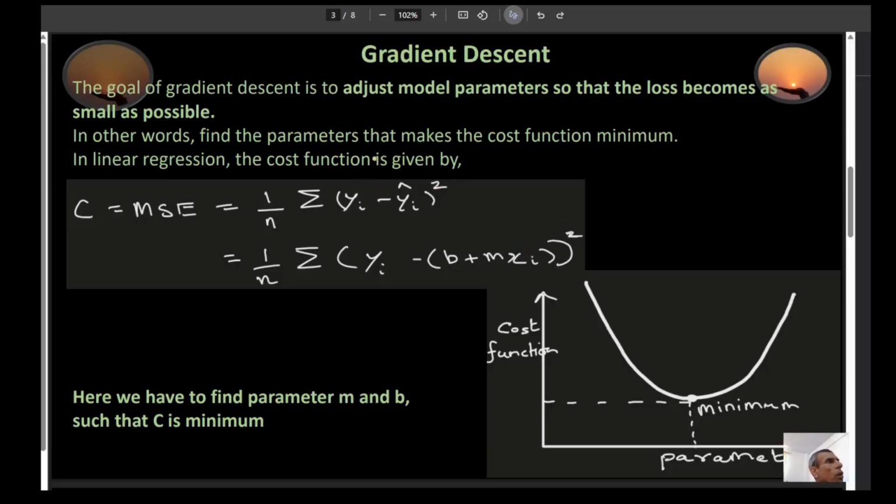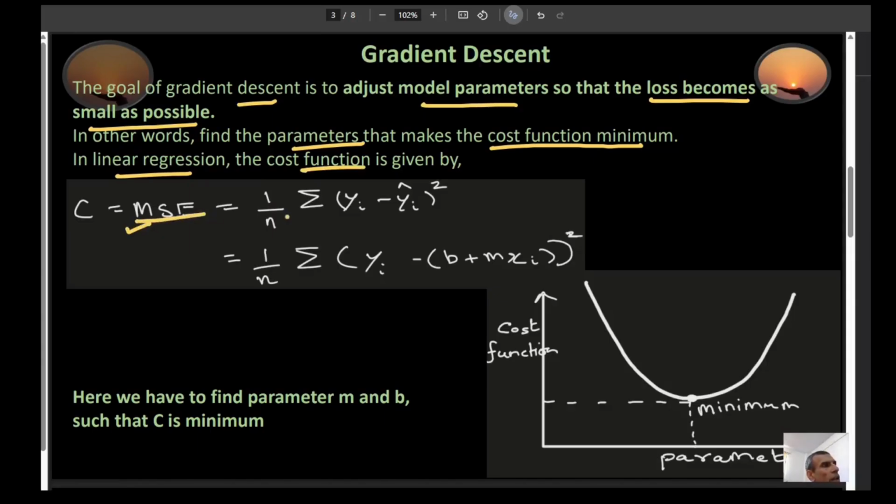So the goal of gradient descent is to adjust these model parameters so that this loss becomes as small as possible. In other words, you are trying to find the parameter that would make the cost function minimum. If you recall, in linear regression the cost function was given by this expression right here. This MSE stands for mean squared error. Basically, you're taking the difference between the actual and the predicted value, squaring everything, and then dividing by the total number of data points.